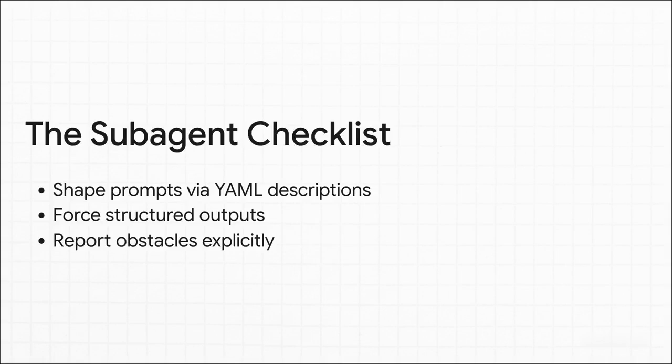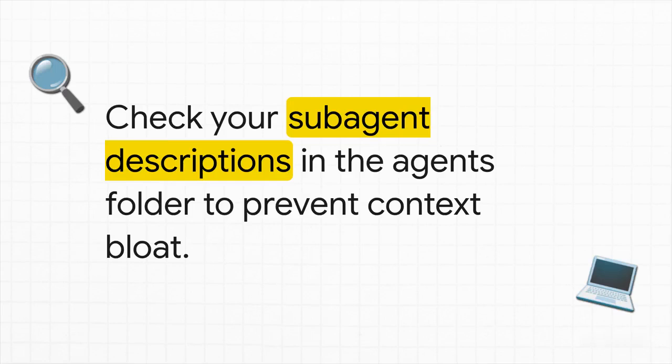So, to wrap this explainer up, if you're deploying custom subagents, here is your verifiable checklist. First, shape your kickoff prompts by writing highly specific instructions in your YAML descriptions. Second, force structured outputs so the agent hits a mechanical stopping point and doesn't burn tokens running forever. And third, explicitly require obstacle reporting in that output format so your main thread isn't left completely blind to environment quirks and dependency workarounds. If you follow these architectural rules, you will finally stop trashing your main context window with bloated search logs, and your coding sessions will run significantly longer and faster.